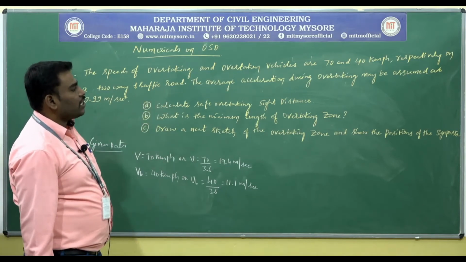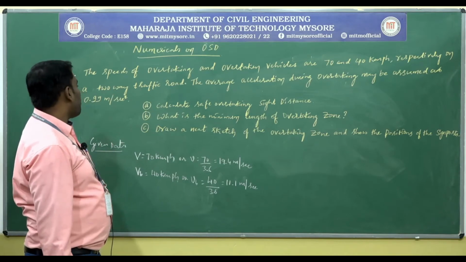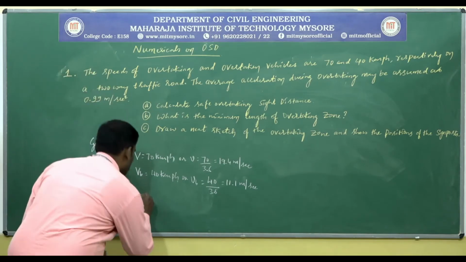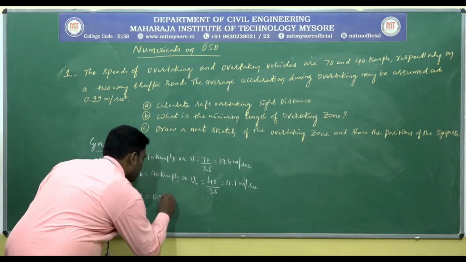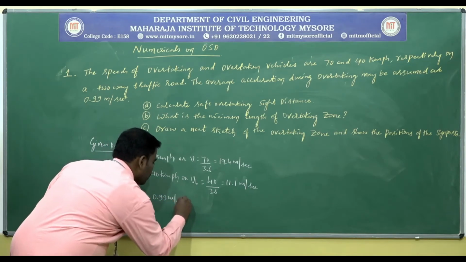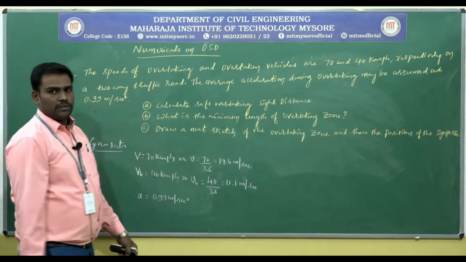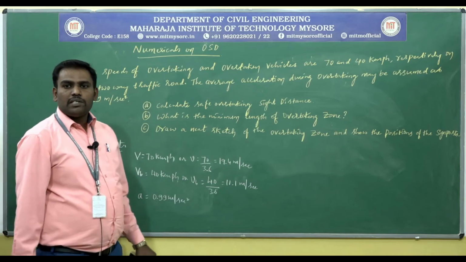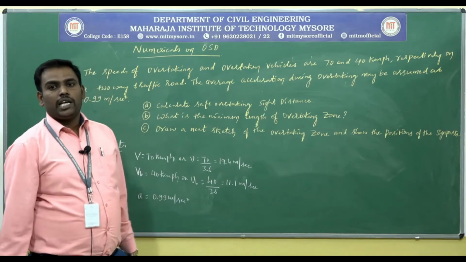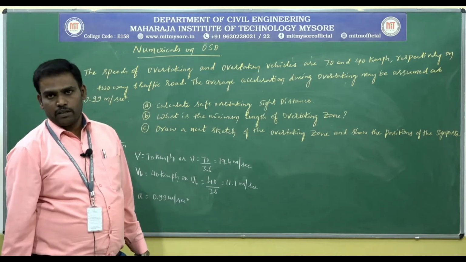Next, what is given? The average acceleration during overtaking may be assumed as 0.99 meter per second square. They have given A, A is equal to 0.99 meter per second square acceleration. But the thing is that they are not mentioning anything about the reaction time of the drivers, small t.